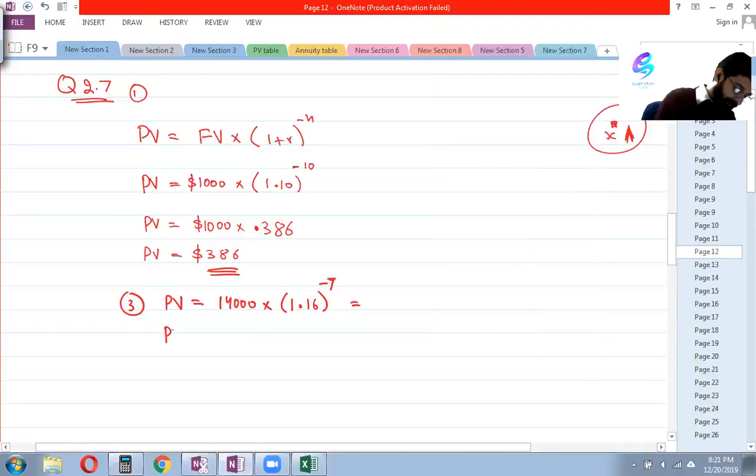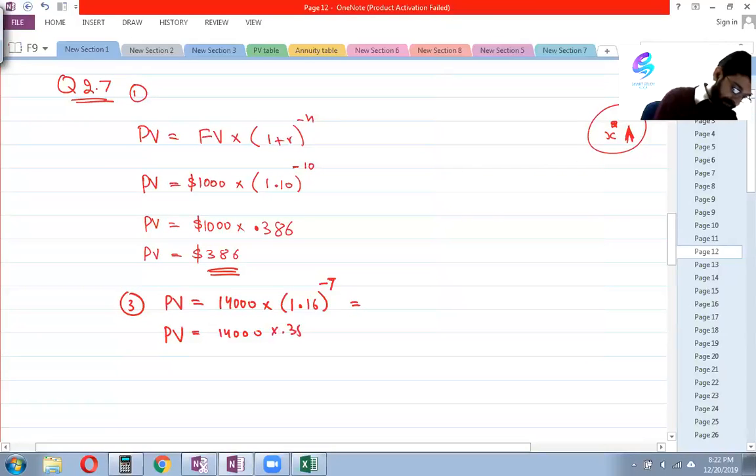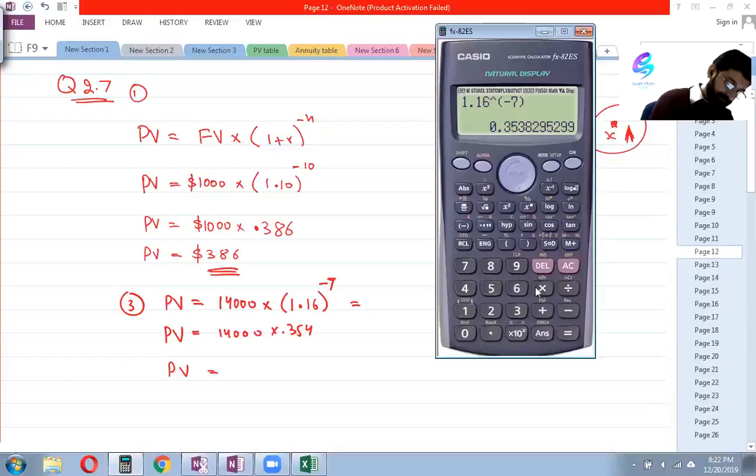And again, I want to keep it separate, right? Keep it separate. 1.16 raised to the power minus 7. What do you get? It's 0.354. So the present value will be 5954. Sorry, 4954.